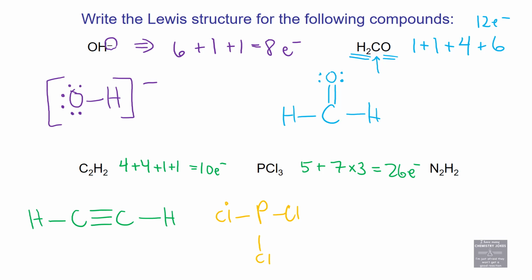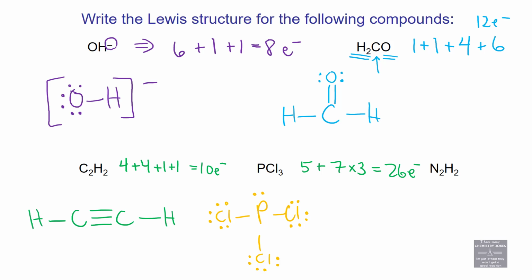So then we fill up everybody's octet. Chlorine needs 6 electrons to fulfill its octet, since it is making 1 bond. So I put 6 electrons around each of the chlorines. Phosphorus needs 2 electrons to have a full octet. 2, 4, 6, 8, 10, 12, 14, 16, 18, 20, 22, 24, 26. This is PCl3.